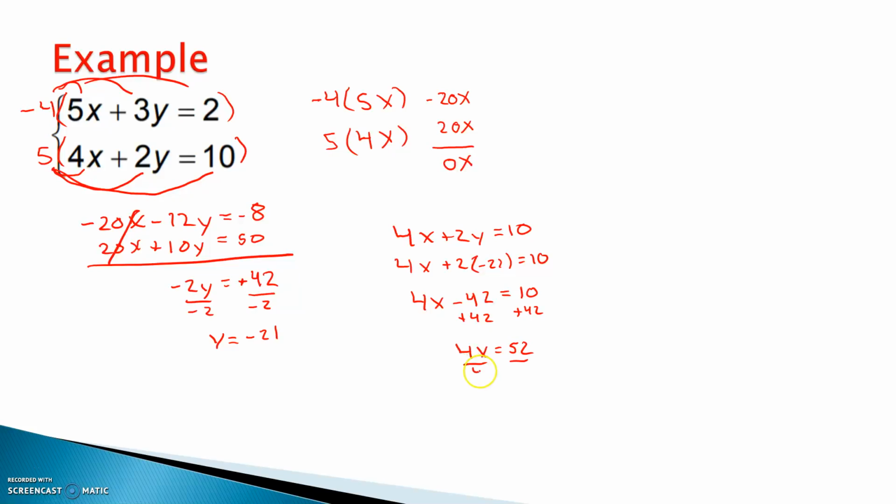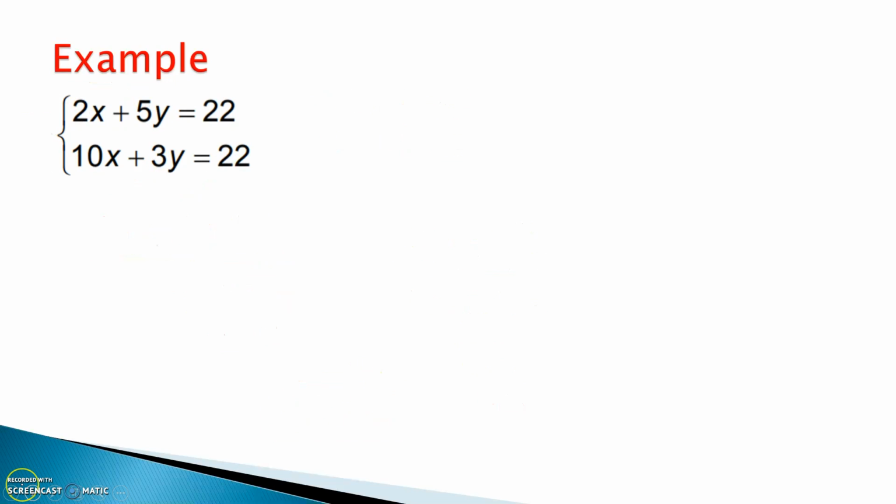Divide both sides by 4. I'm going to get x is equal to 13. Okay, so I know my x, I know my y. My solution is 13, comma, negative 21. Okay, that's what I need to box in there. All right, what I want you guys to do is try this next example. So pause the video right here, and then we'll resume together.